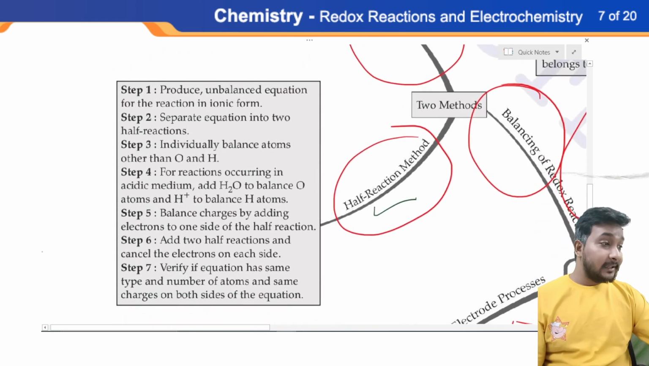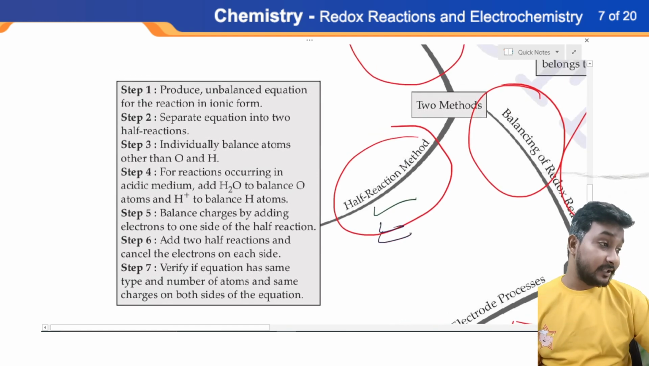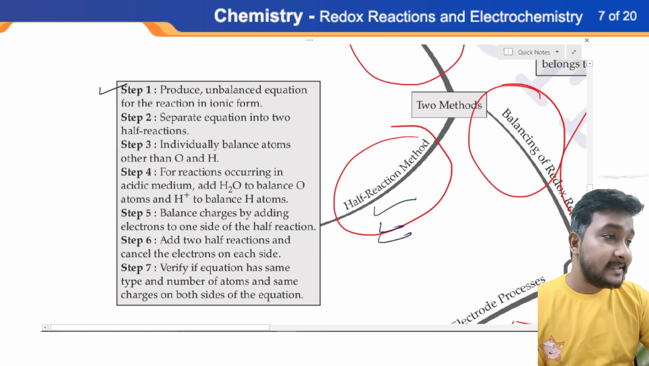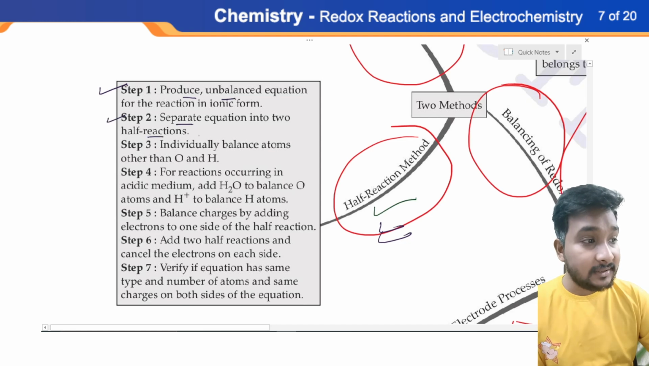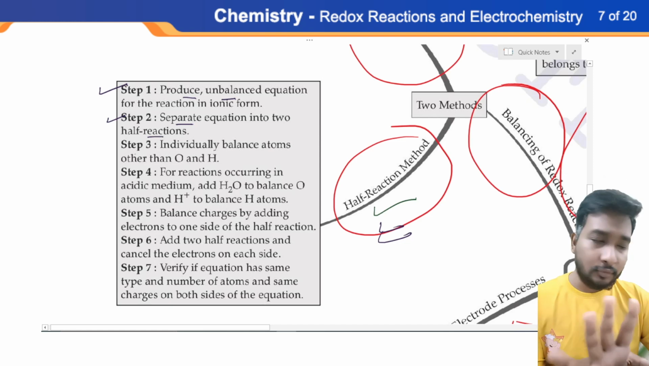Now we have the second method. This is very interesting and very easy as well. The second method is the half reaction method. Also, we have some steps. Let me discuss with you. Step 1, produce the unbalanced equation for the reaction in ionic form. Step 2, separate the equation into two half reactions, that is the oxidation half and the reduction half. I'll tell you, don't worry.